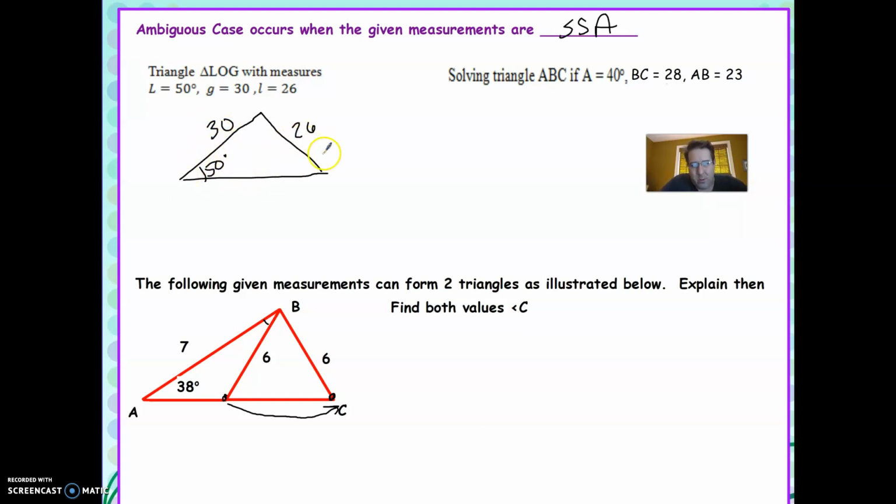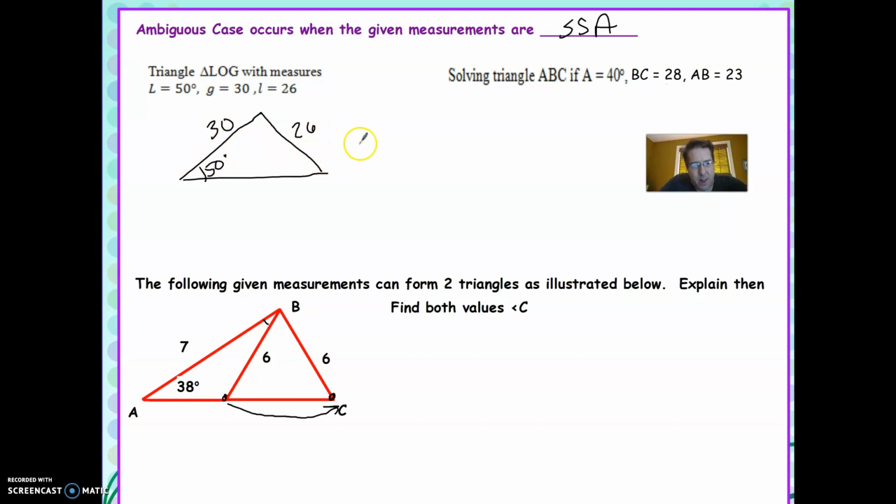Now, why is this the ambiguous case? Well, first of all, notice that the opposite side is less than the adjacent side. If the opposite side is longer than the adjacent side, then you straight away know that the ambiguous case is not going to occur, because no matter what direction this is going, if this opposite side is bigger, it's always going to be able to reach back and hit. So it's not going to have 0 triangles as long as the opposite side is bigger than the adjacent.